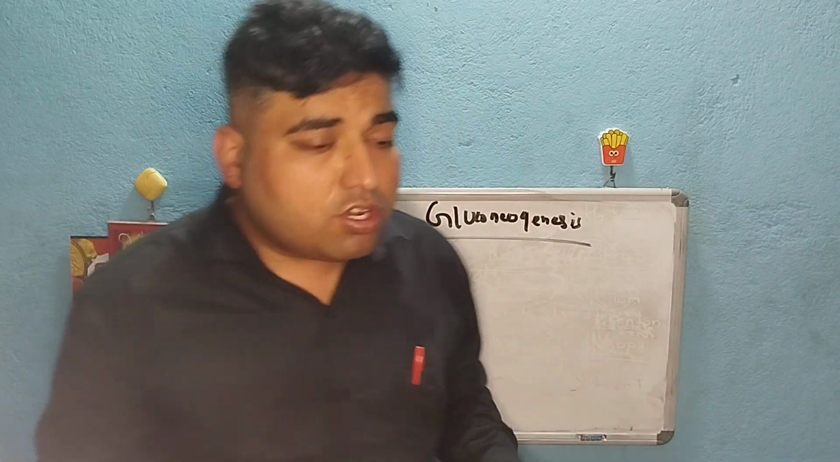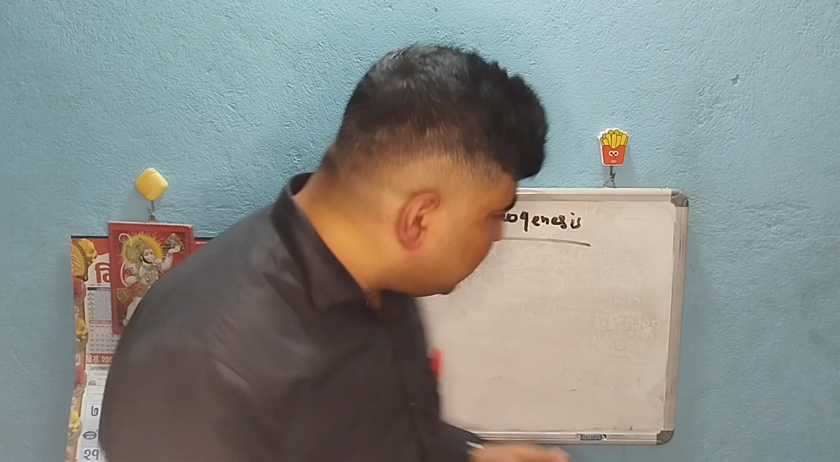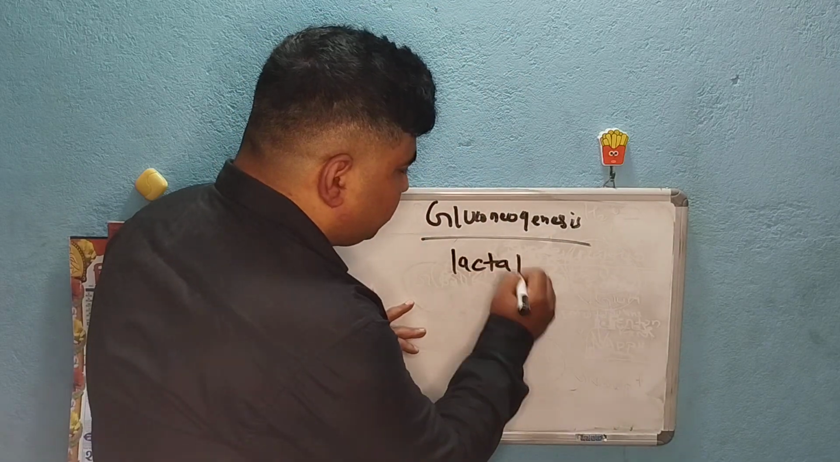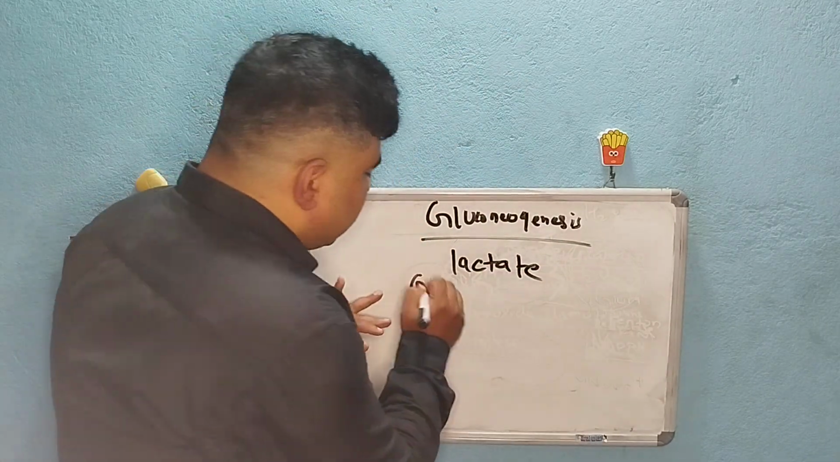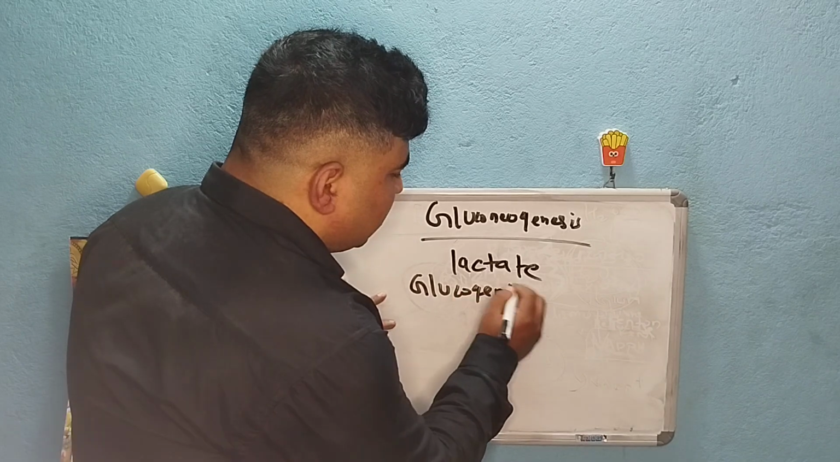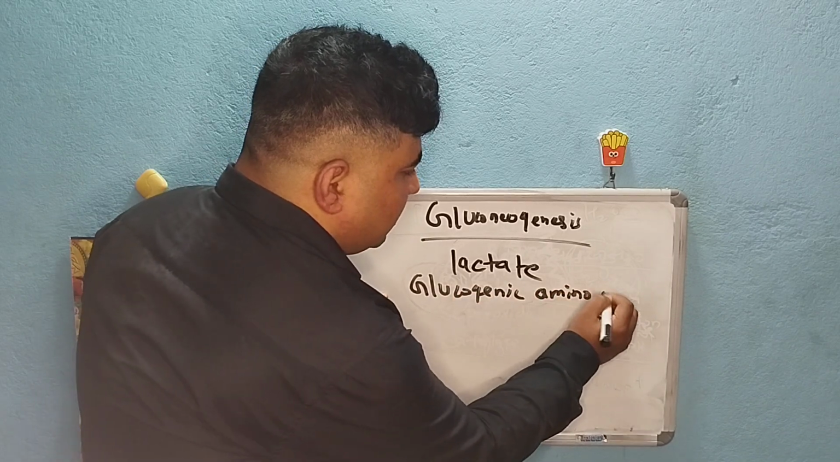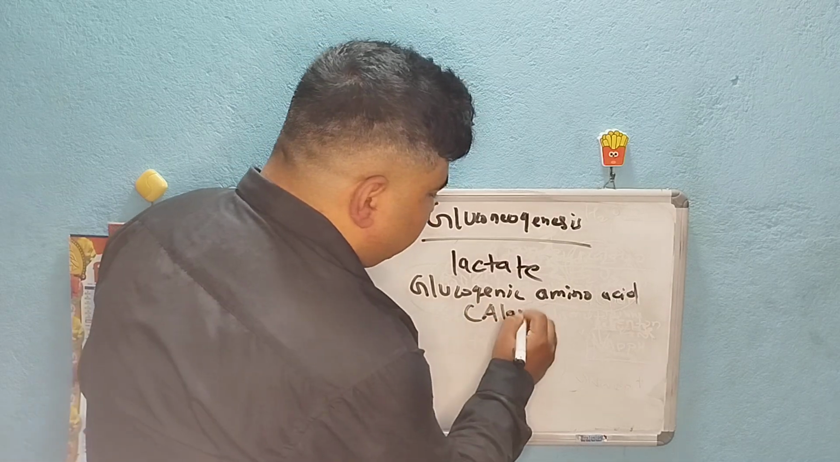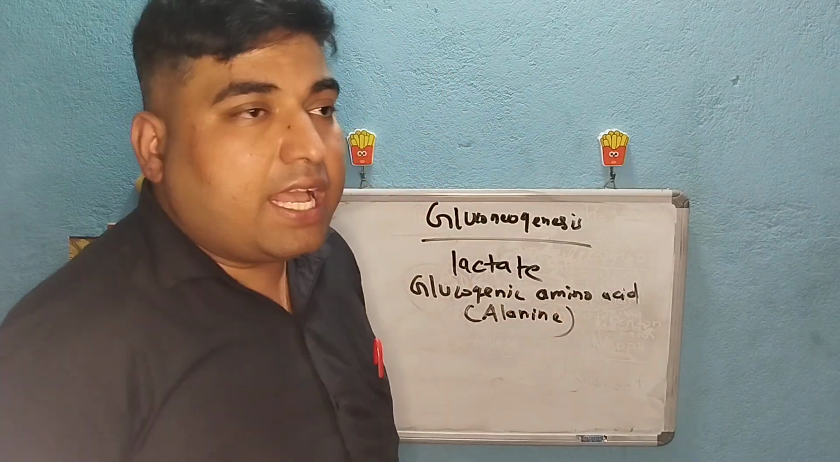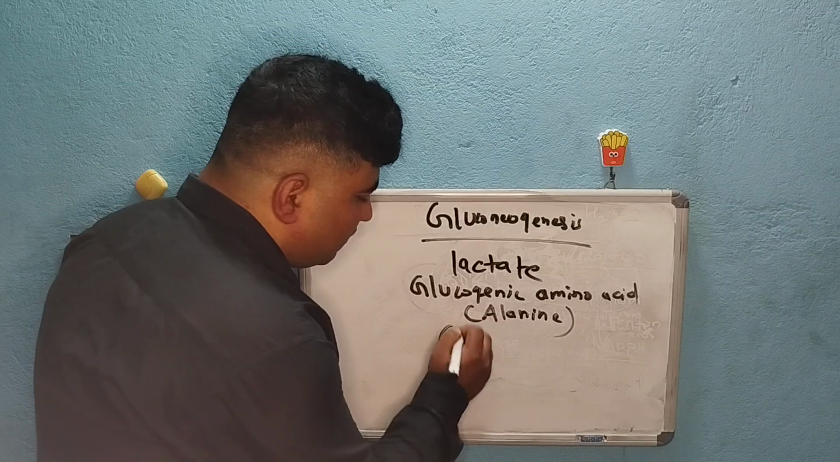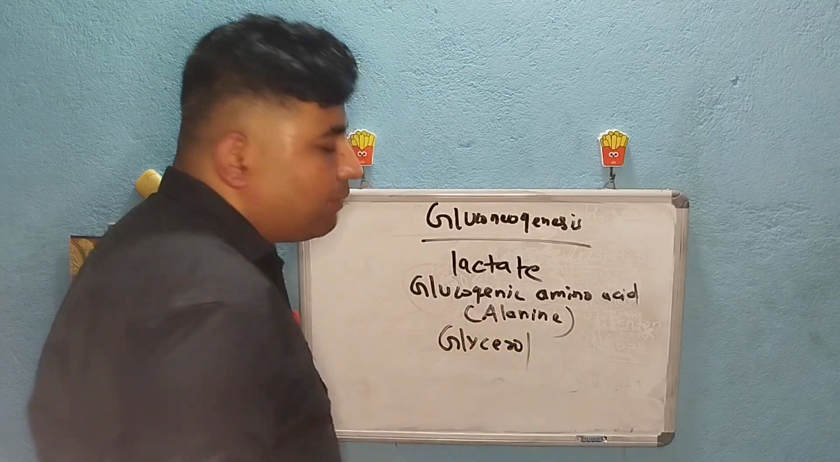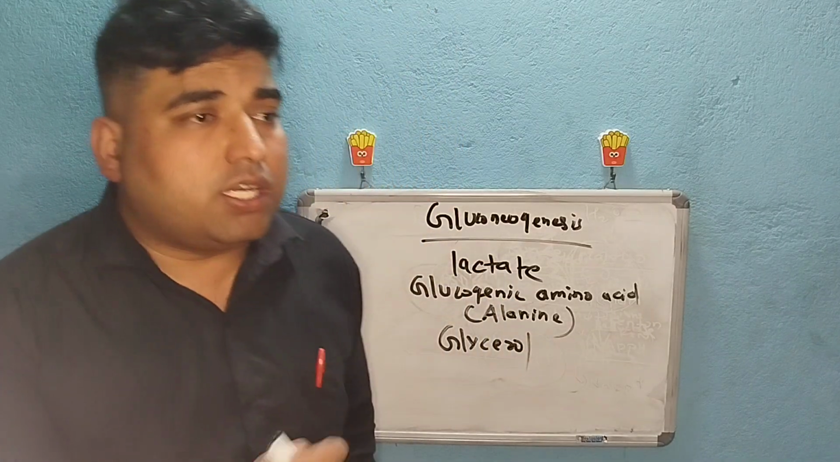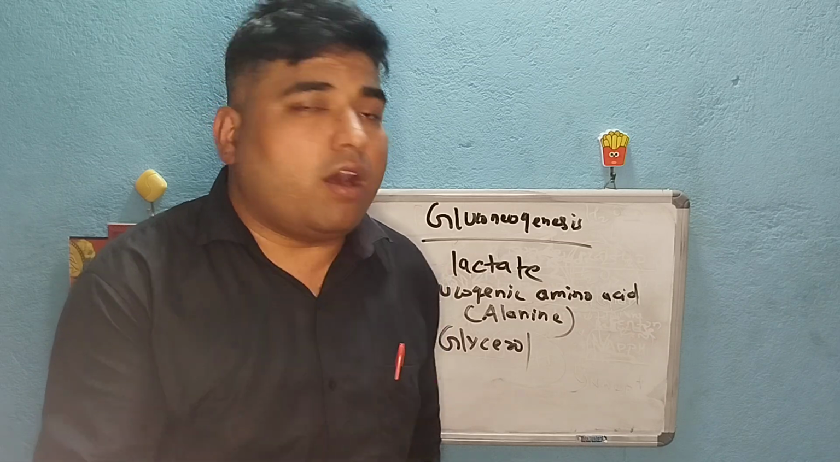Those non-carbohydrate sources are lactate, the glucogenic amino acid alanine, and glycerol, which is formed from the breakdown of triacylglycerols by hormone sensitive lipase.